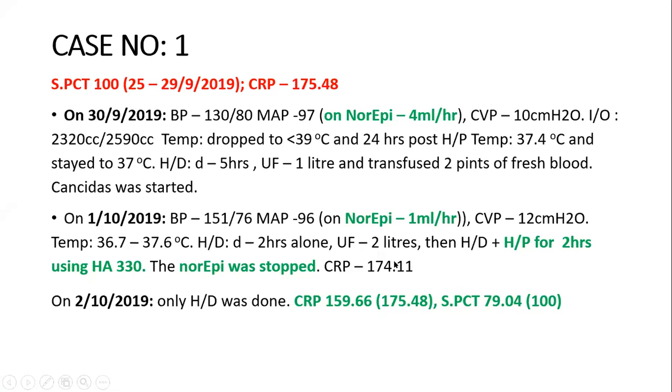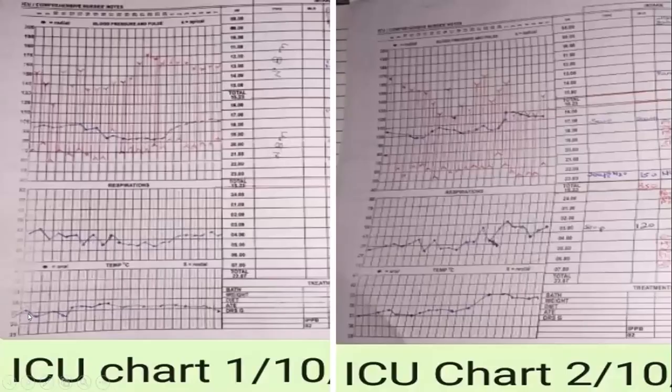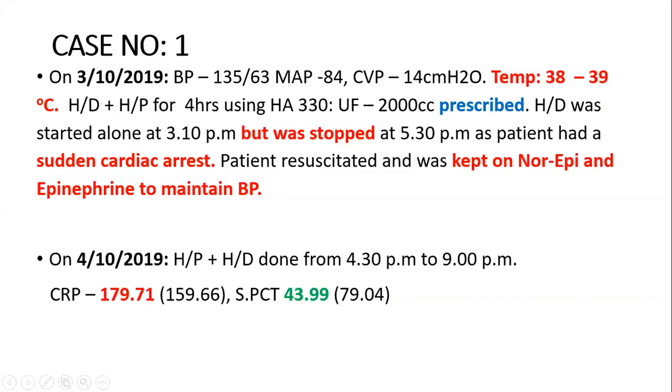His CRP was 374, but the next day the CRP started going down, with PCT also coming down. The temperatures remained down on the first, but past midnight on the second they started rising again, almost 48 hours post hemoperfusion. So we decided to do another hemodialysis and hemoperfusion episode. Unfortunately, during hemodialysis he developed sudden cardiac arrest.